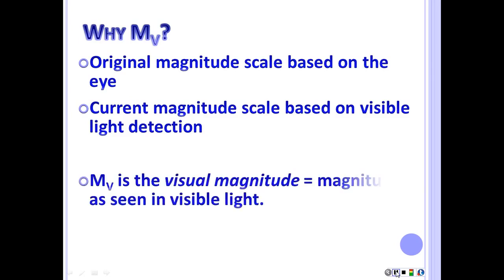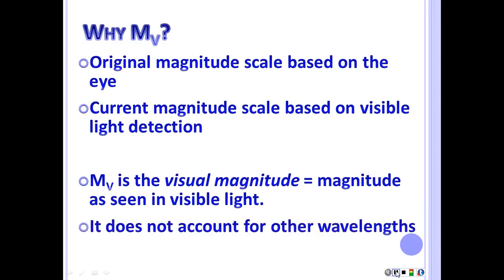And in fact, we narrow it down a little more than that. So M_V is the visual magnitude. It's the magnitude as seen in visible light. It's actually slightly more carefully defined than that, and you'll see that as we move on. But it certainly does not account for wavelengths outside of the visible wavelength range.